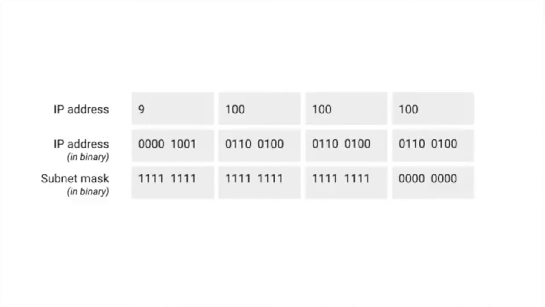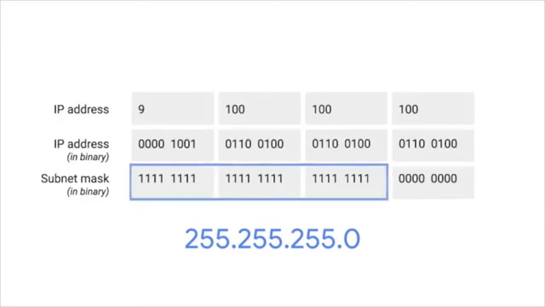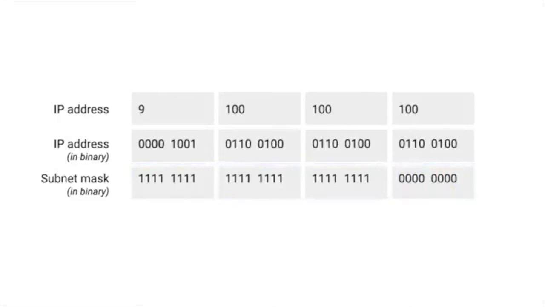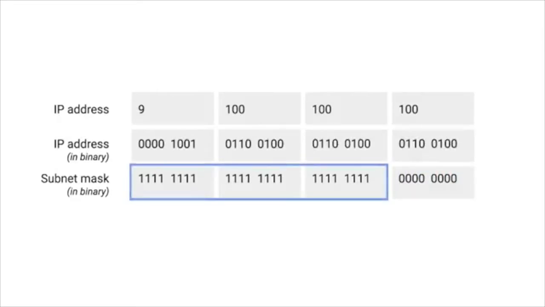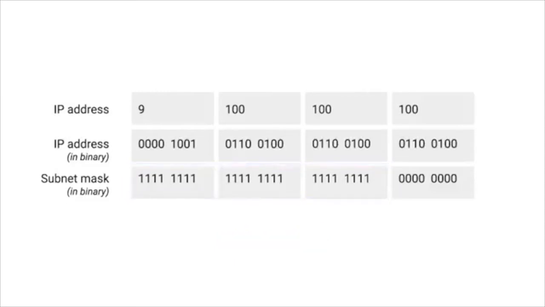Let's use the common subnet mask of 255.255.255.0. This would translate to 24 ones followed by 8 zeros. The purpose of the mask, or the part that's all ones, is to tell a router what part of an IP address is the subnet ID. You might remember that we already know how to get the network ID for an IP address.